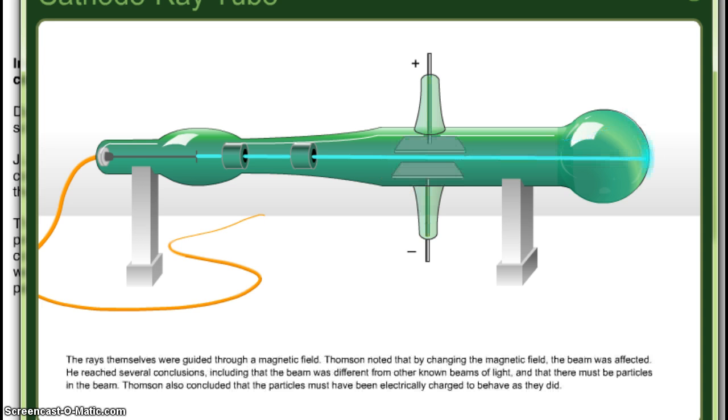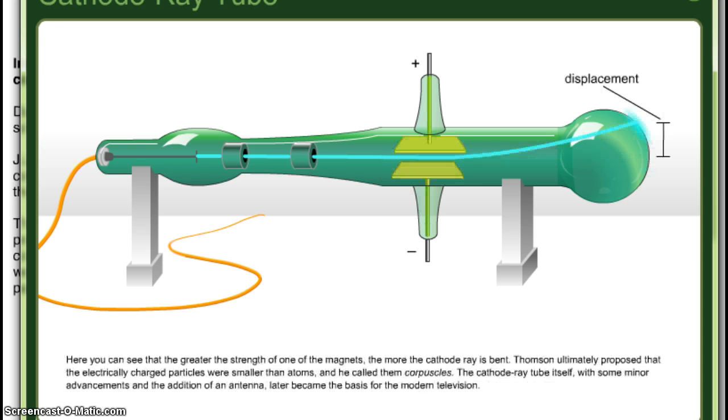So you can see here, this is what normally happened, but then it bent. And it bent because of positive and negative. Remember, if you have two positives, are they attracted or do they repel? Two positives will repel. What about two negatives? Two negatives will also repel. So what will attract? A positive and a negative. Here you can see that the greater the strength of one of the magnets, the more the cathode ray is bent. Thomson ultimately proposed that the electrically charged particles were smaller than atoms, and he called them corpuscles.